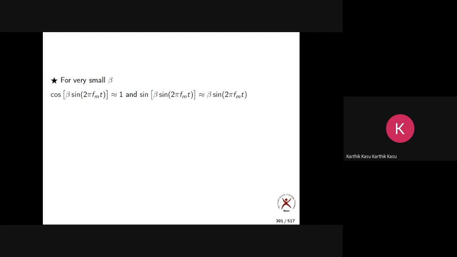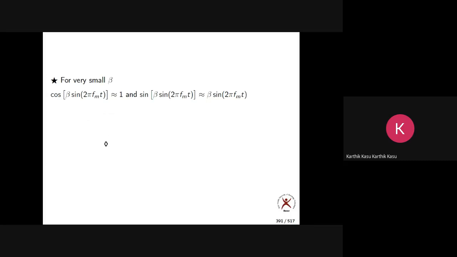That is trigonometry, simple mathematics. I think you know all those things. Here, what is theta? β sin 2πfmt. Theta is very, very small because β is very, very small. So if β is small, this entire quantity β sin 2πfmt is also small. So cos theta is approximately equal to 1, and sin theta is approximately equal to theta, which is β sin 2πfmt. Now s(t) will be called narrowband FM.